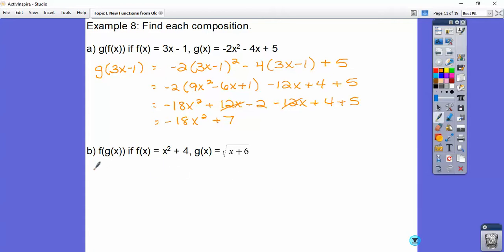B. F composed with G. So G is the square root of x plus 6. If you plug that into F, you get the square root of x plus 6 squared plus 4. A square root and a square drop. So you have x plus 6 plus 4, or x plus 10.